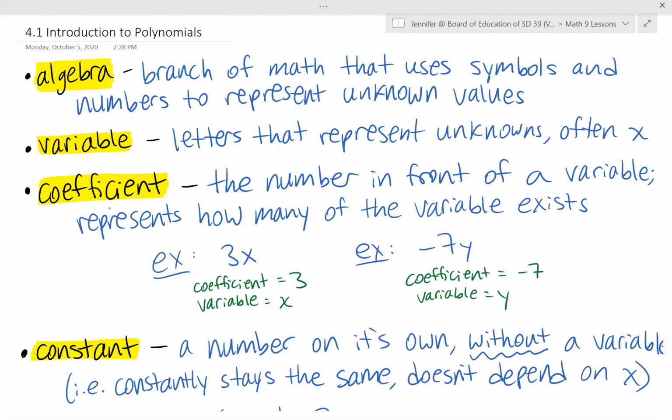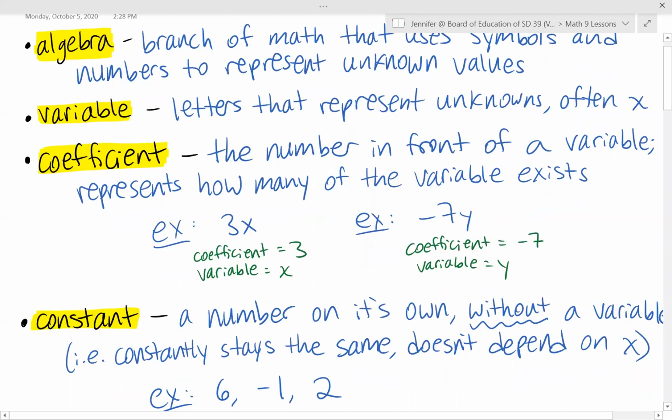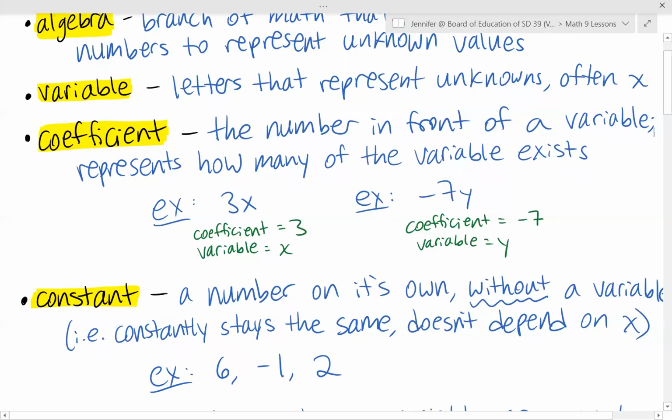Constant, there's a difference between coefficient and constant, but a constant is just a number on its own without a variable. It's called a constant because it constantly stays the same. It does not depend on x or on any other variable. So for example 6, negative 1, 2, just any number that's standing on its own is a constant, but a number in front of a variable is a coefficient.